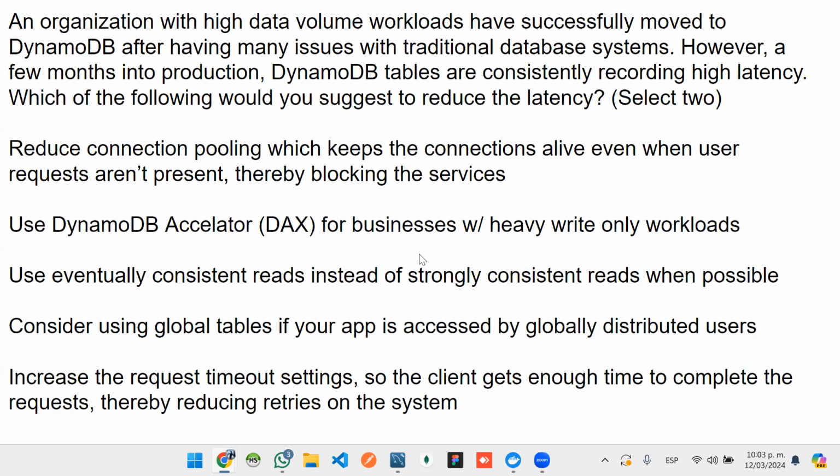Select two. Reduce connection pooling, which keeps the connections alive even when user requests aren't present, thereby blocking the services. Use DAX for businesses with heavy write-only workloads. Use eventually consistent reads instead of strongly consistent reads when possible. Consider using global tables if your app is accessed by globally distributed users.